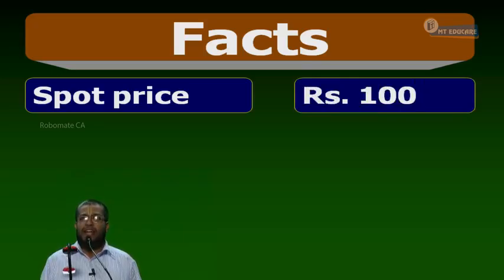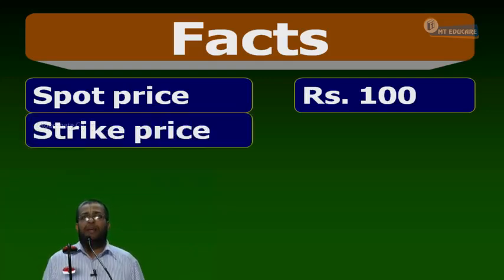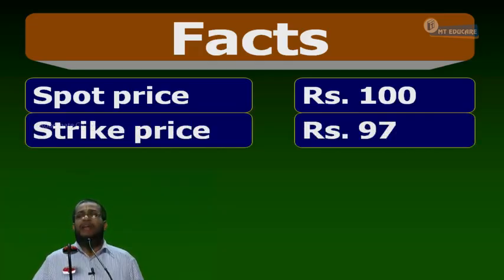What is the spot price of the asset? 100. Where do you get this number? Share market. Today, the share of this company is trading in the market at how many rupees? 100. What is the strike price? Where can it be seen? In the option market, they give the option contract terms or not. The term of this option says what? Strike price is 97. Please, let's assume this is a call option.